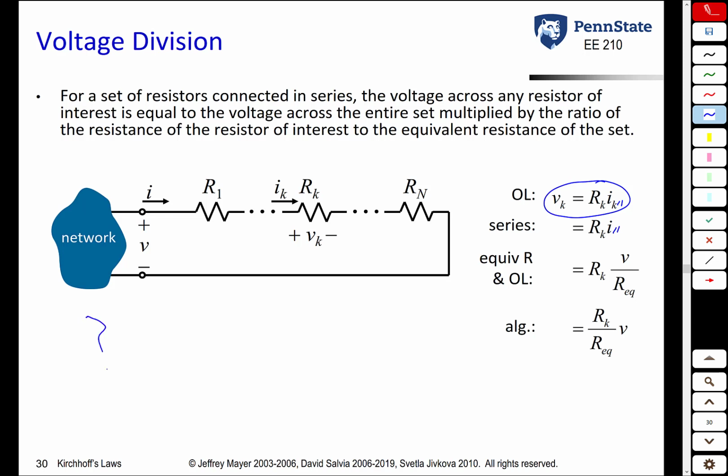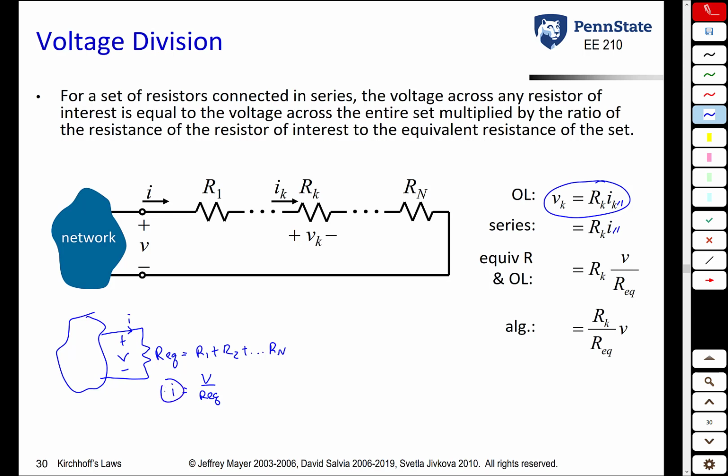But let's now look at the same circuit here. Instead of thinking of individual resistors, let's think about an equivalent resistance, R equivalent, which is just the sum of the individual resistors. Its voltage, V, and its current, I, are related as follows. The current I from Ohm's law is just V over R equivalent.